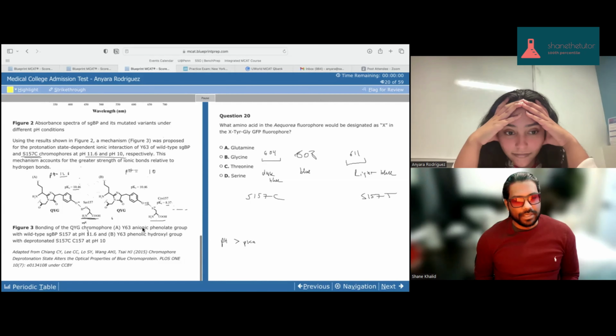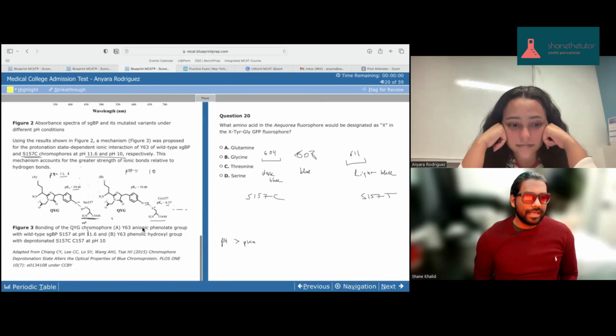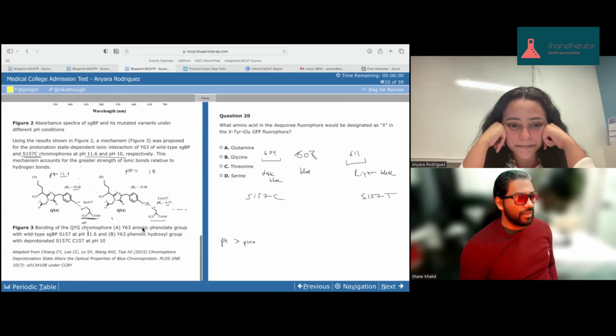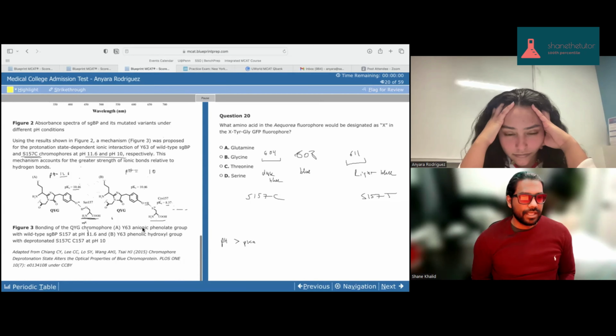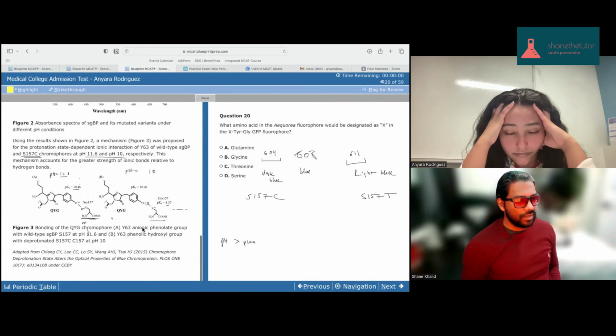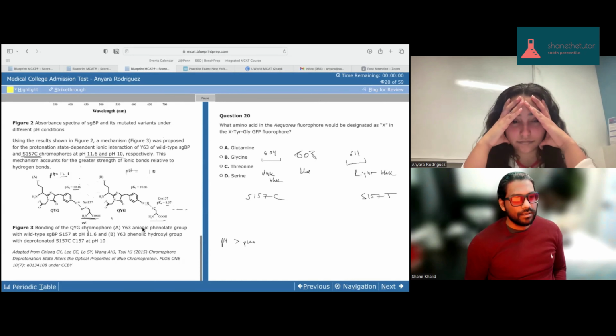So I think what we can take away from this is that a mechanism was proposed for the wild type at the pH of 11.6, and then for the mutated one at a pH of 10. And yeah, they're changing both.